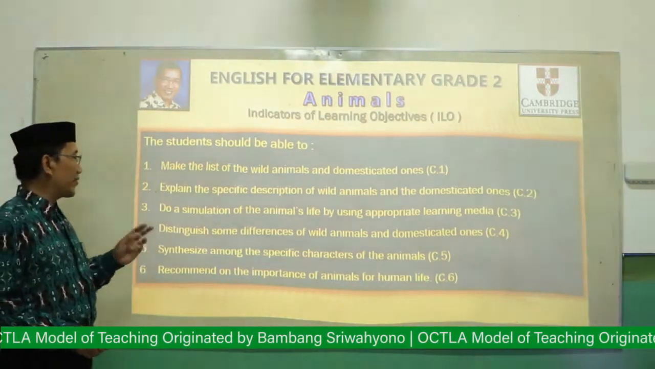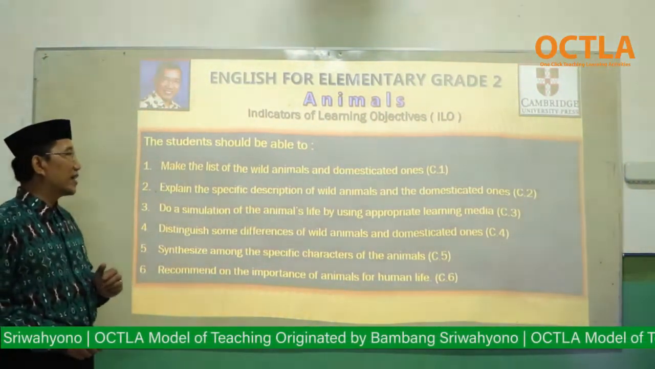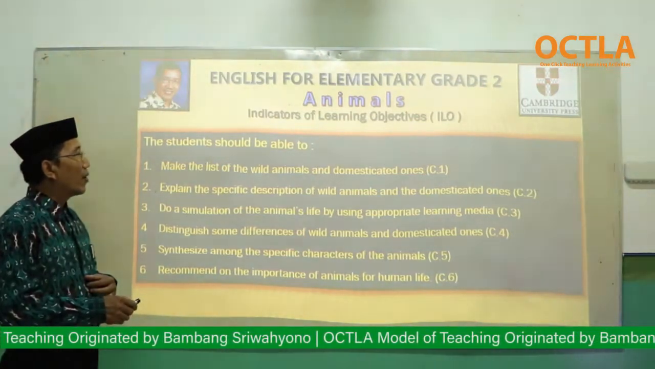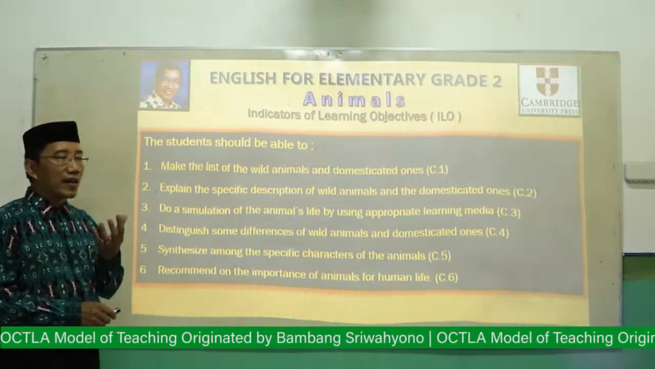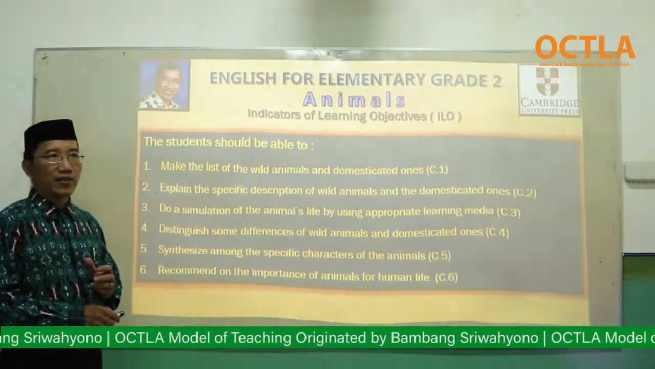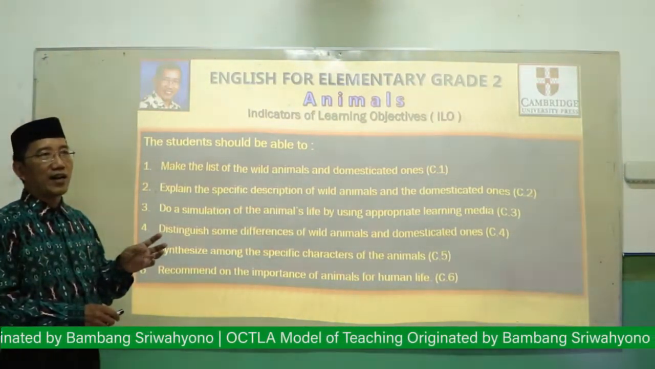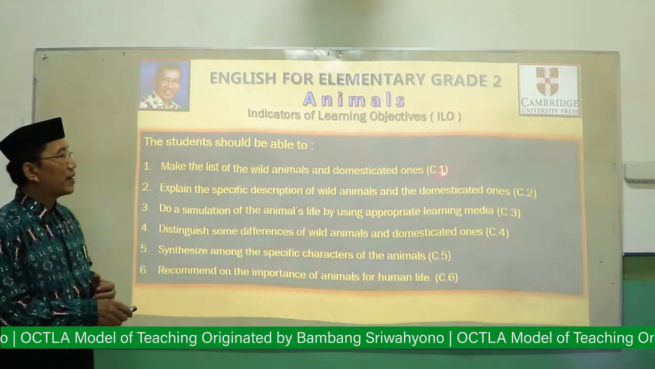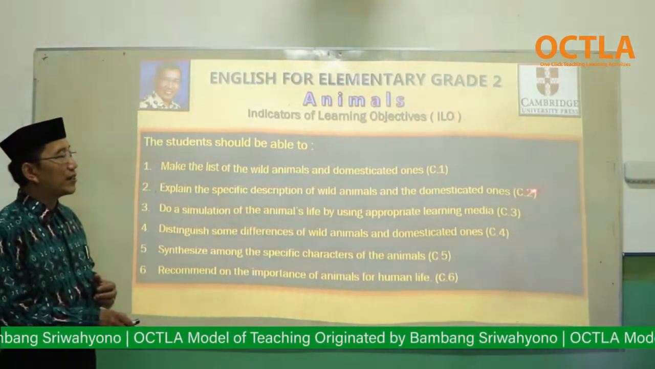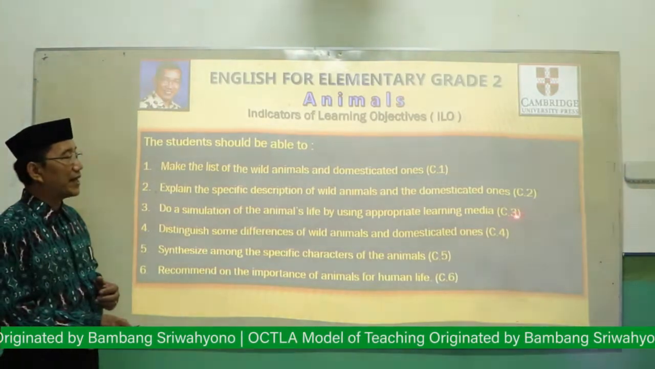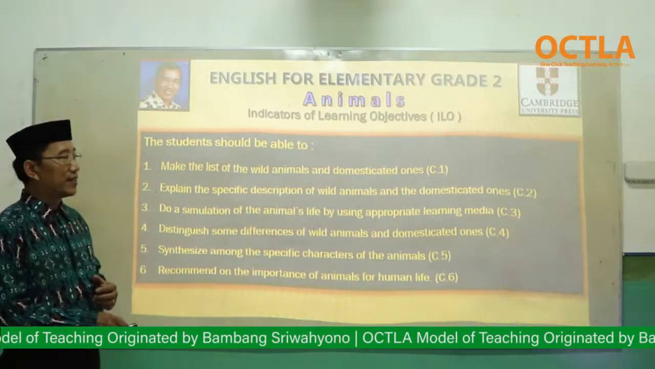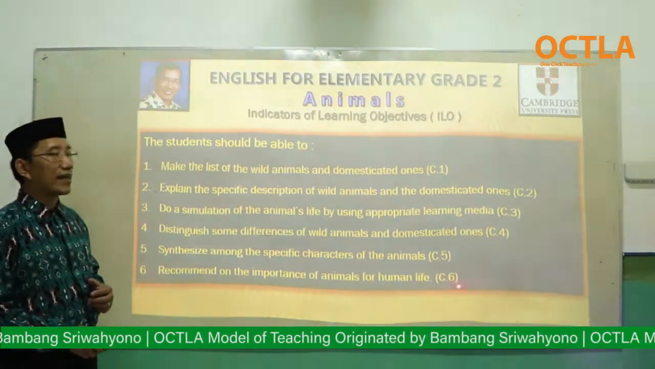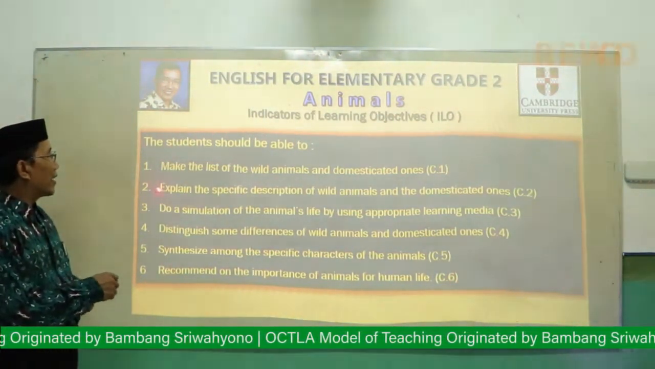Now we go to activity 4 for the pre-teaching session, still in the pre-teaching session. That is about indicators of learning objectives. Whenever we formulate the learning objectives, we use Bloom's taxonomy from cognitive 1, knowledge, until the 6th level, evaluation. So C1 means knowledge. C2 means comprehension. C3, cognitive 3, is application. C4, analysis. C5, cognitive 5, synthesis. C6, evaluation.